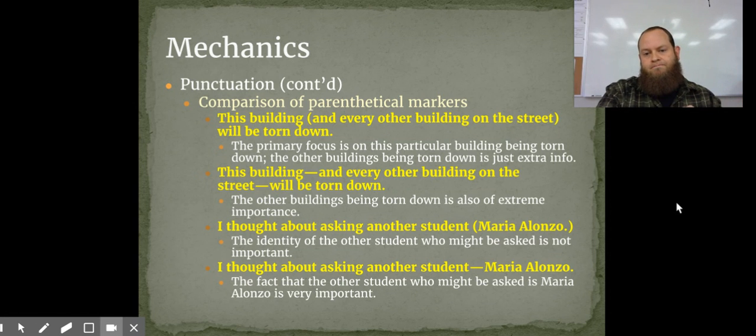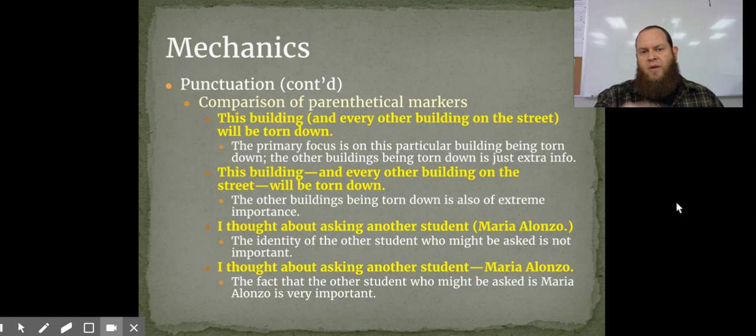Okay. All right. I thought about asking another student, and then in parentheses, Maria Alonso, right? So who it is, the student that I'm asking, unimportant. But if I replace the parentheses with an em dash, I thought about asking another student, Maria Alonso, right? So then Maria Alonso, that's going to impress. I bring that up. It's like, oh, Maria, she's fantastic, right?